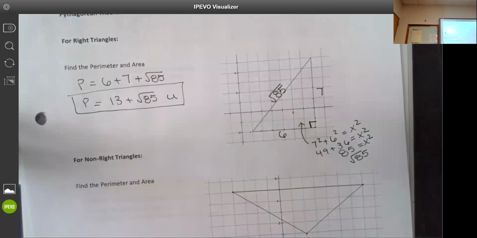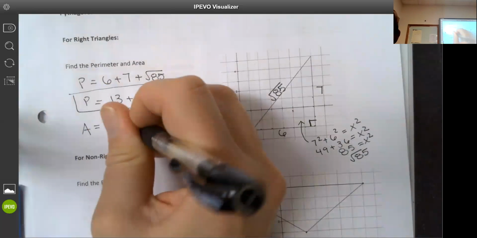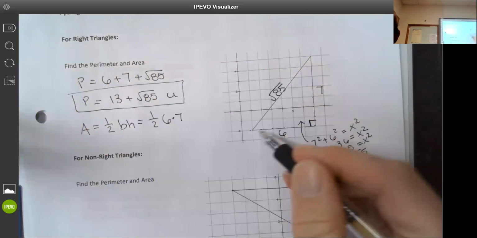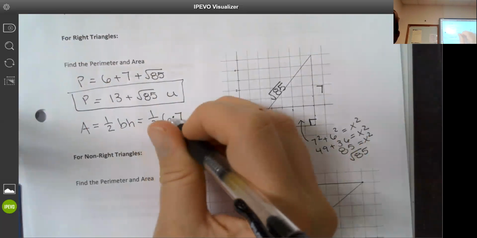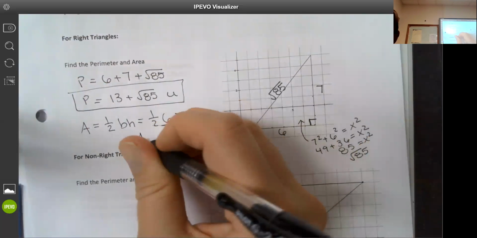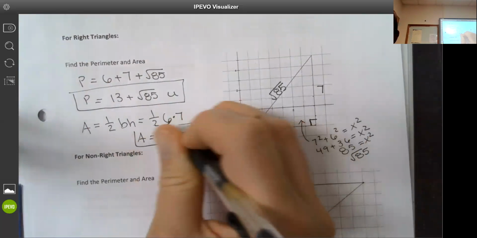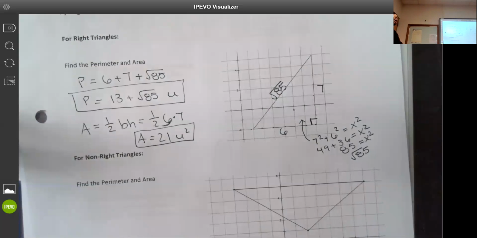And for my area, because it's a right triangle, I can still just do my formula, 1/2 base times height, 1/2 times 6 times 7. 6 and 7 are my base and height. So 3, right? Half of 6 is 3, times 7 gives me an area of 21 units squared. Okay, right triangles are gifts. It's exactly the equations that we've known forever.